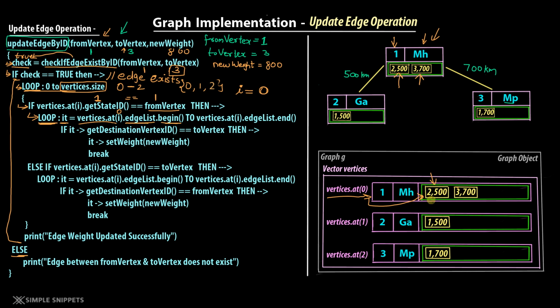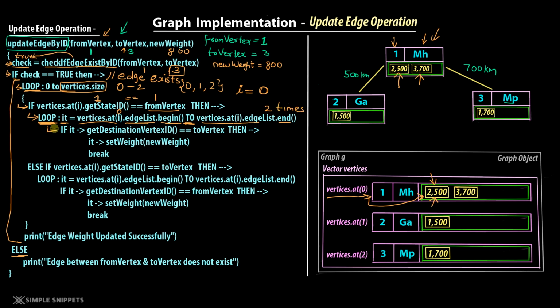Which element do we have inside this green box? We have the edge object. So we will begin from this first edge object to vertices.at.edgelist.end. So begin is the very first element, end would be the last element, makes sense. So we will go from the first element to the last element. So basically this loop will run 2 times because we have 2 edge objects inside this edge list. Correct? So this loop will run 2 times.